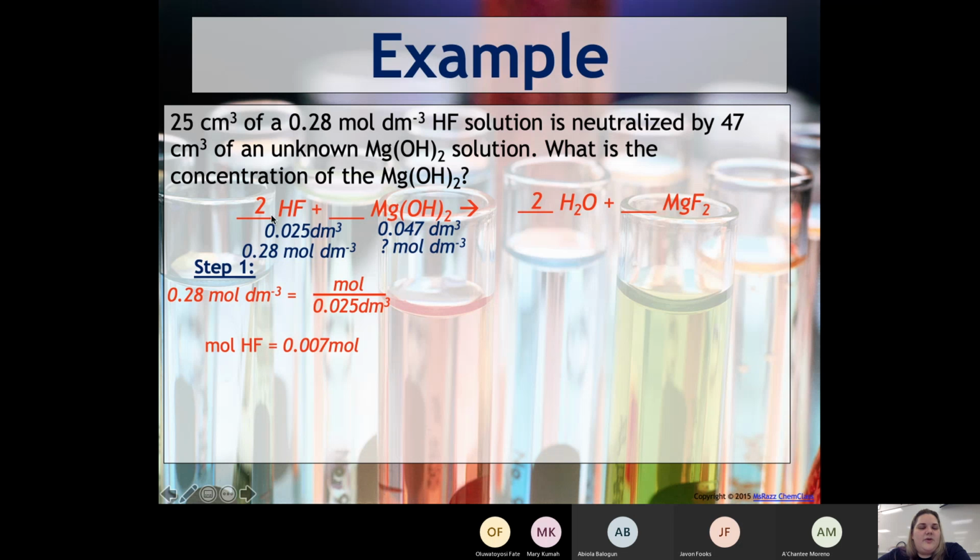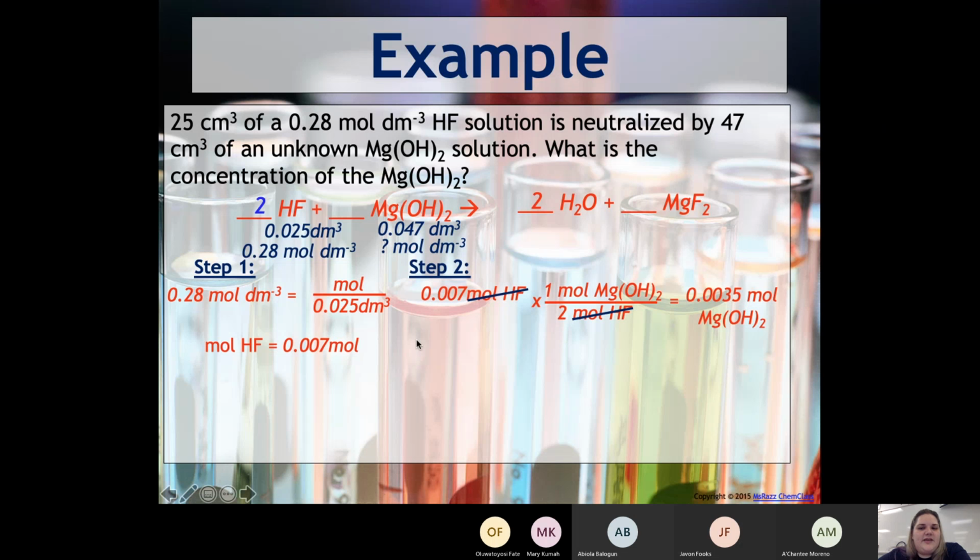Then I come up here and I use my mole ratio. Here's the acid, it's got a 2. The base does not have a number, so that's a 1. So step 2 is taking the moles of the known, which is the acid in this one, and I'm going to use that molar ratio, the 2 for the HF. The base didn't have anything, so it's a 1. So essentially I'm dividing by 2 here. So 0.007 divided by 2 is 0.0035 moles of the base.